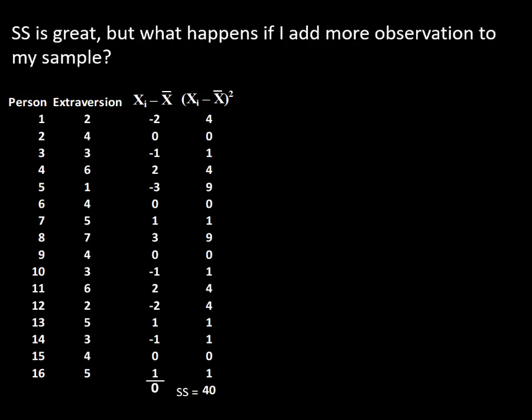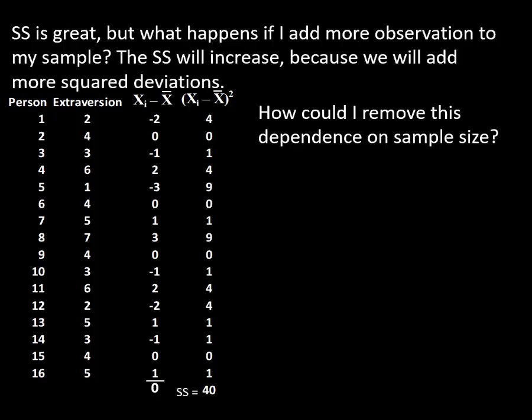So what if I add more observations to my sample? We've kind of gone over that. Sums of squares will increase, right? How can I remove this dependence on sample size? So let's tackle the sample size problem first.